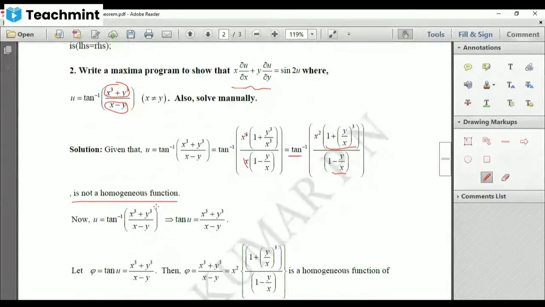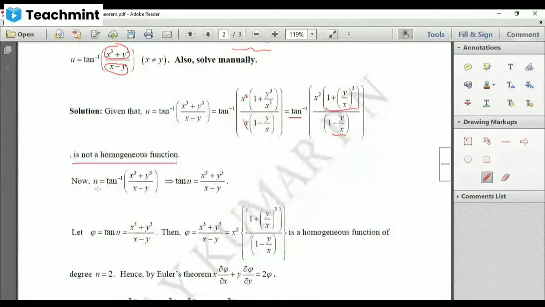How can it be done? Now you know that u is given as tan inverse of this. Do one thing. We are having a problem only with this tan inverse. If this tan inverse was not there, then I would have taken this x square outside and said this is a homogeneous function. Am I right? So this tan inverse is troubling us. Let us send this tan inverse to that side.